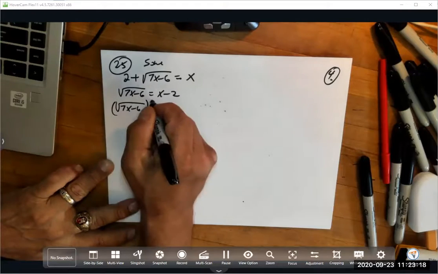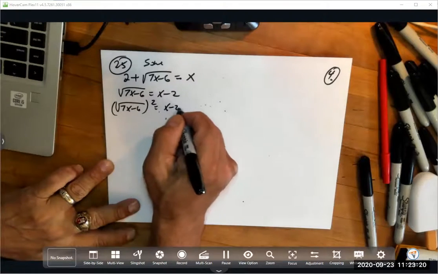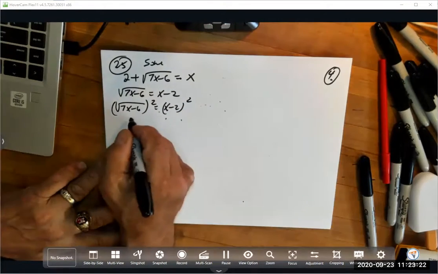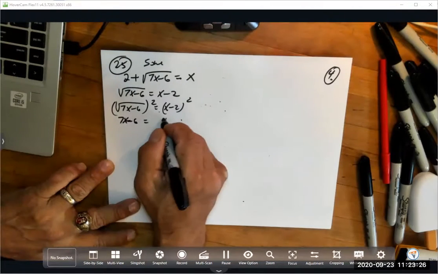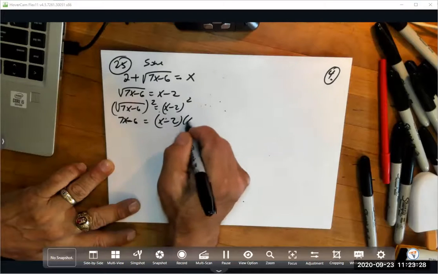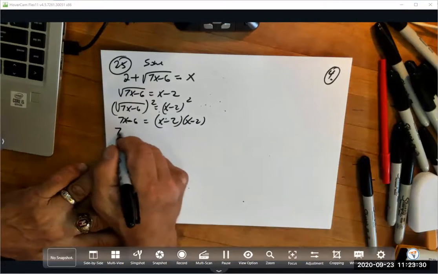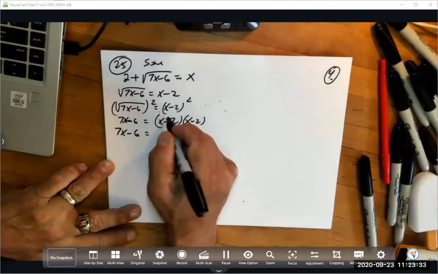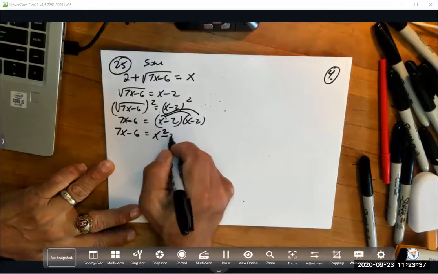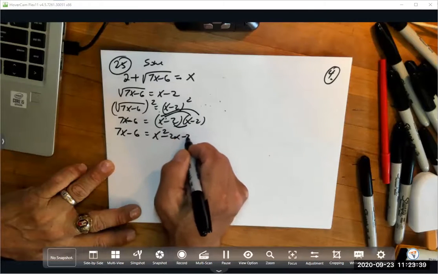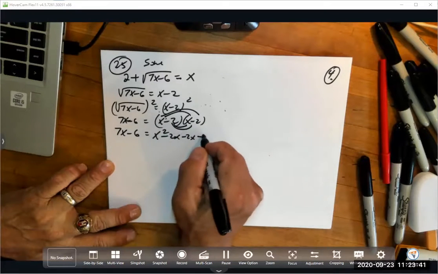We square this side, and we square this side. So this is going to be 7x minus 6 equals (x minus 2)(x minus 2). x times x is x squared. x times negative 2 is negative 2x. Negative 2 times x is negative 2x. And negative 2 times negative 2 is a positive 4.